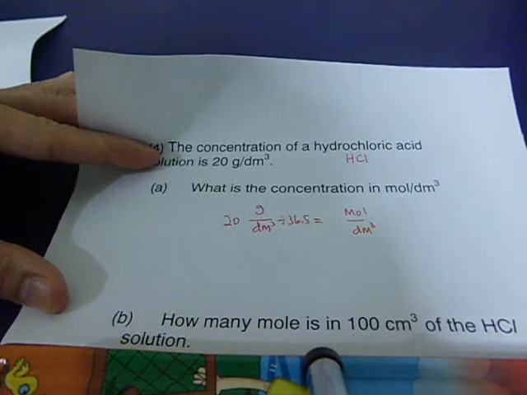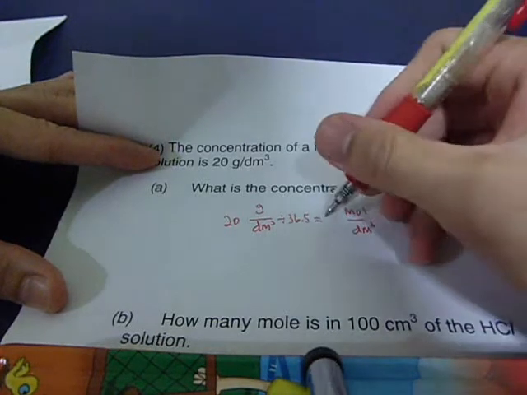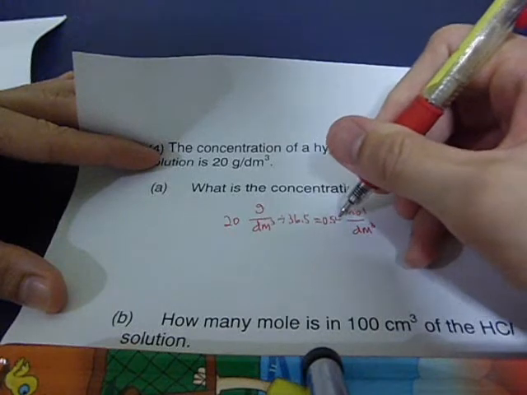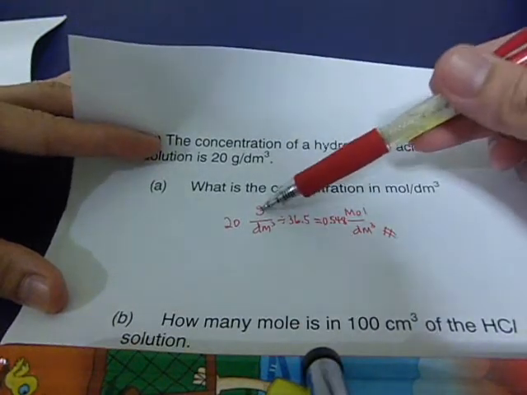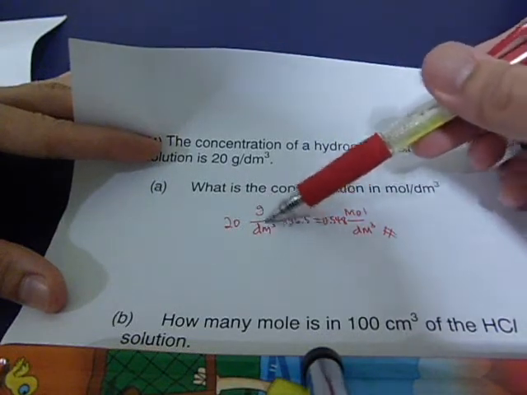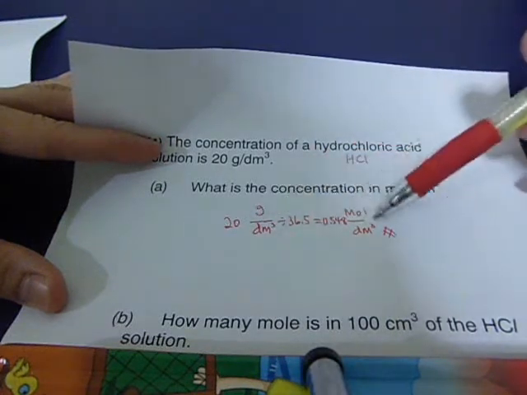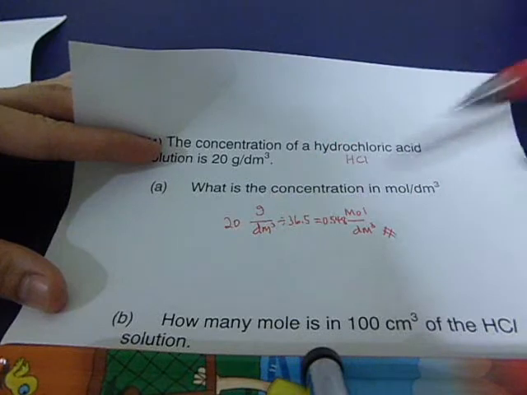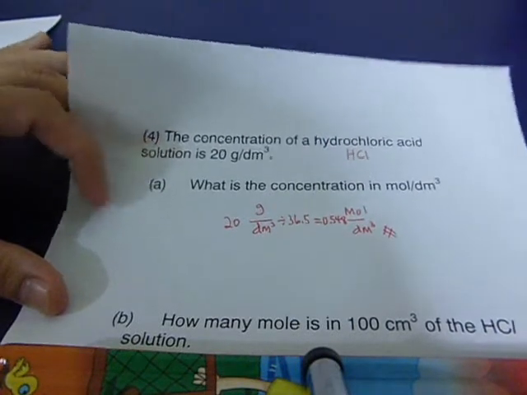So 20 divided by 36.5, 0.548. So that would be your answer. Very simple. Gram per dm cube change to mole per dm cube. Because the bottom part, the denominator, are the same, you just look at the numerator. So mass change to mole. Mass divided by mR is the mole.